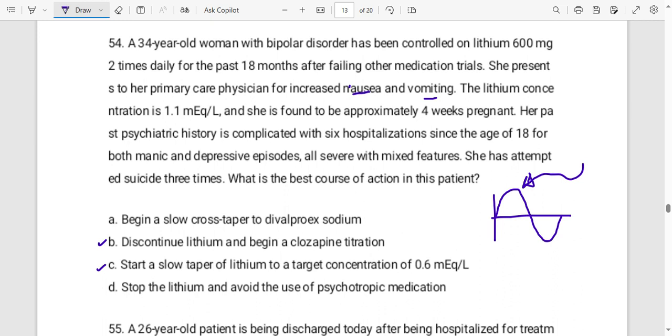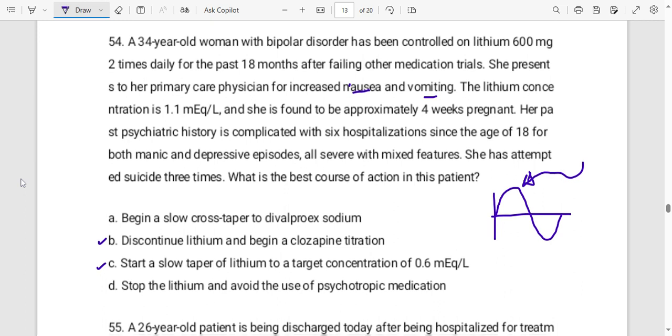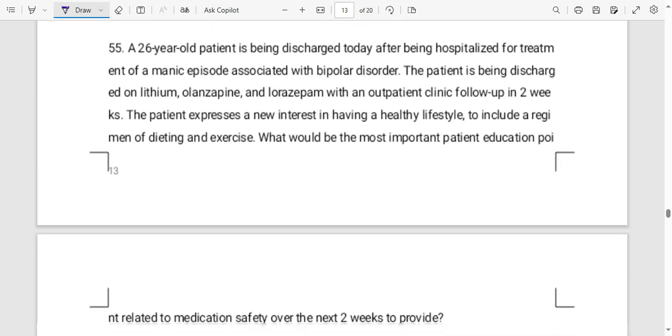And then the other drug, divalproex sodium, should be avoided in pregnancy because of neural tube defects and low IQ for the baby that can be born. So the best is C.